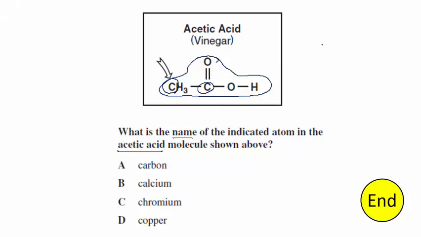Knowing your periodic table, you don't have to memorize every element, but one element that you do have to know, and you need to know a lot about it, is the element carbon, which is one of the most important elements in the universe. But letter A is the correct choice.